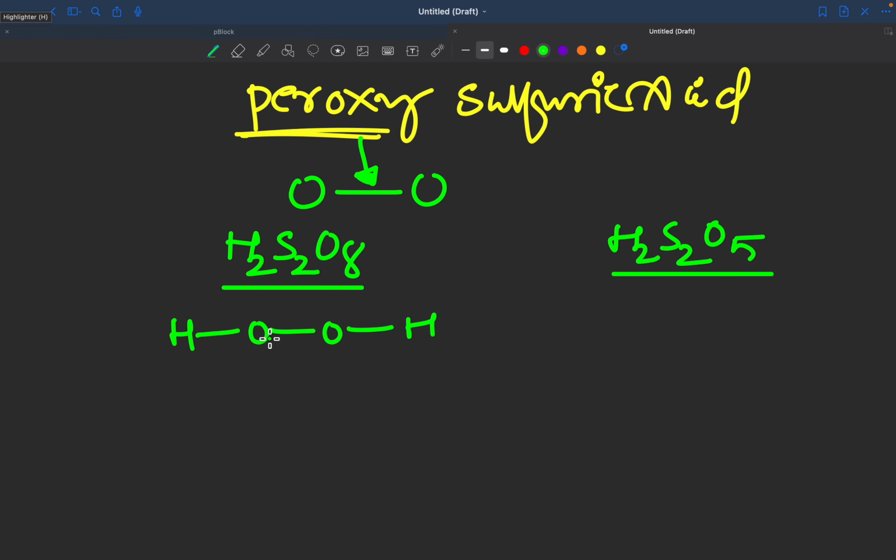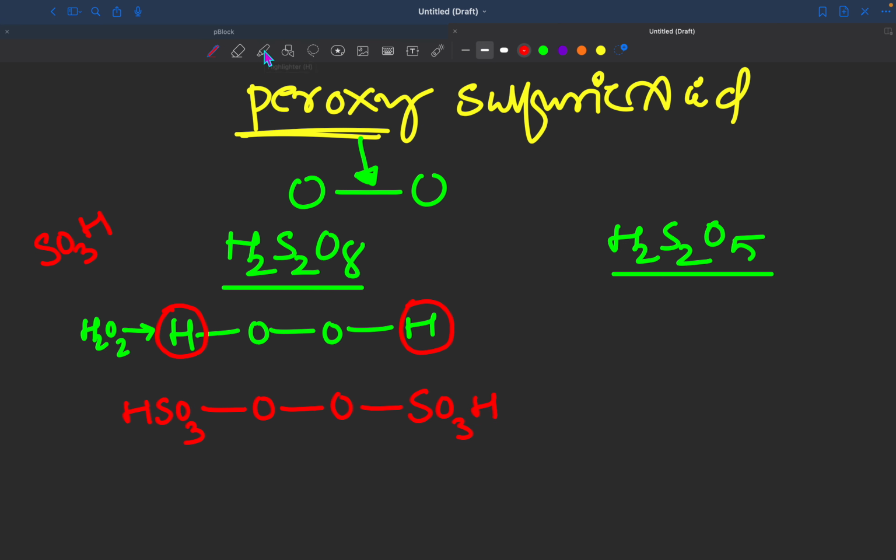You have two oxygens, one oxygen, another oxygen. This is hydrogen, this is hydrogen. This is the structure of H2O2, what you call hydrogen peroxide. What I'll do here, in hydrogen peroxide, I replace these two hydrogens by SO3H, by SO3H. So it becomes HSO3. I wrote it in place of this hydrogen, and you have oxygen, oxygen, and SO3H.